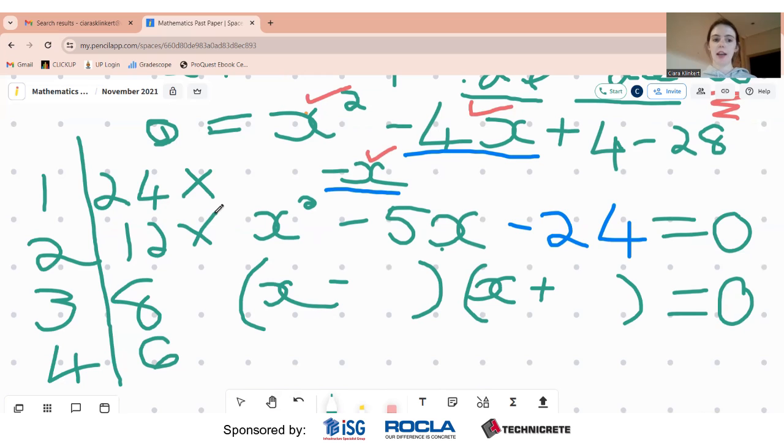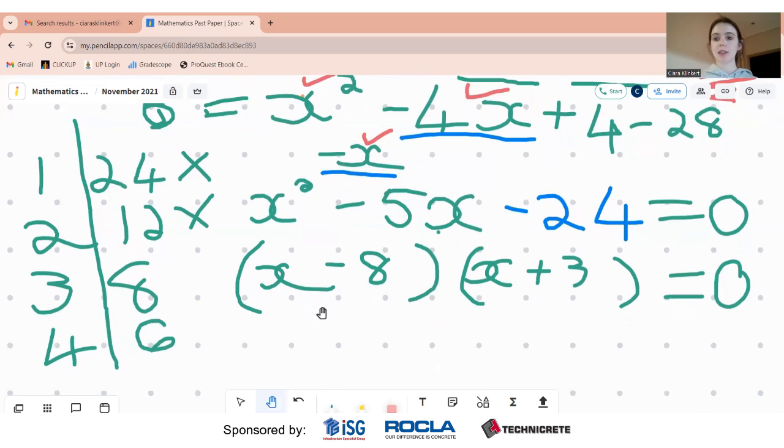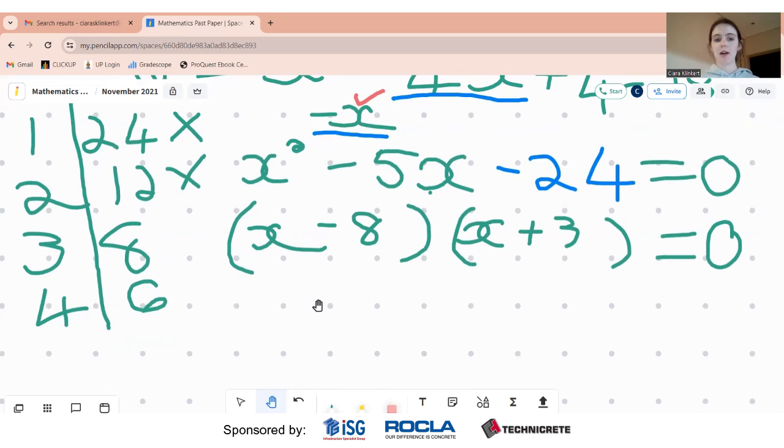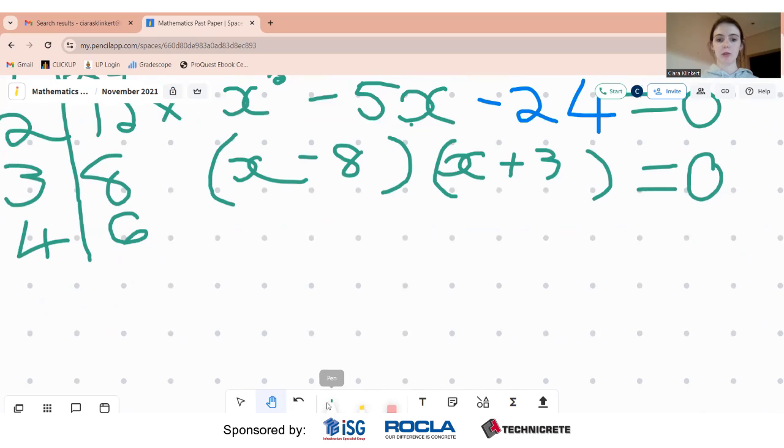Okay. 3 and 8, aha. Minus 8 plus 3 will give me minus 5. So let me pop that in. And now I have factorized the expression. So my second step is done. My final step is to split and solve.